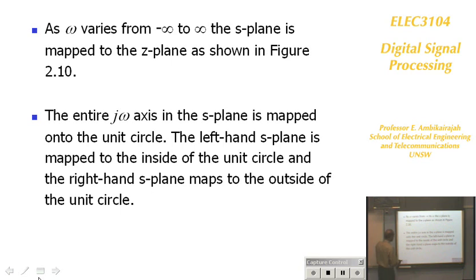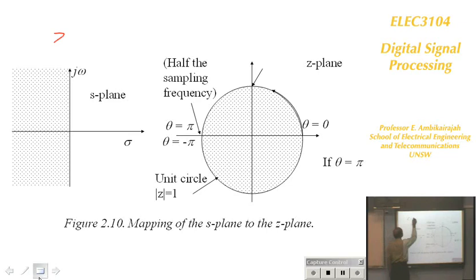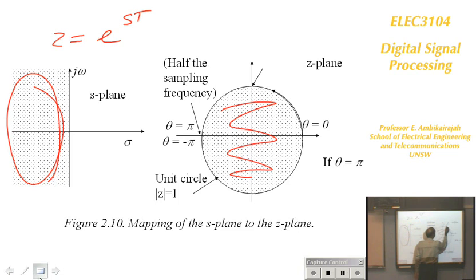All it says is that if omega varies from minus infinity to plus infinity, that's an S plane, then it's mapped onto the Z plane as shown in figure 2.10. I have explained this at the start of the slide. This transfer function is equal to e to the power of sT. What it does is, it takes the whole left-hand plane and maps it inside, keeping this as a unit circle.